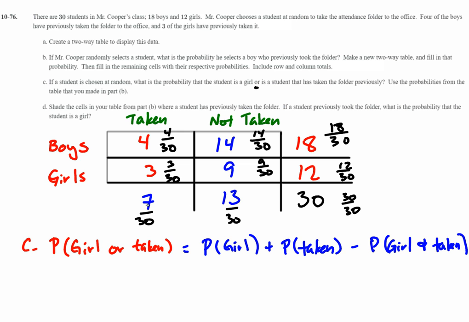So in this case, the probability that they are a girl is 12 out of 30. The probability that it had previously taken the folder is 7 out of 30, but then I have to subtract any overlap, meaning in this row and this column, the overlap is right here. If I circle this one, I have to subtract 3 out of the 30. So my total probability then is 19 minus 3, which is 16 out of 30. We'll skip part D for now and get to more two-way tables.